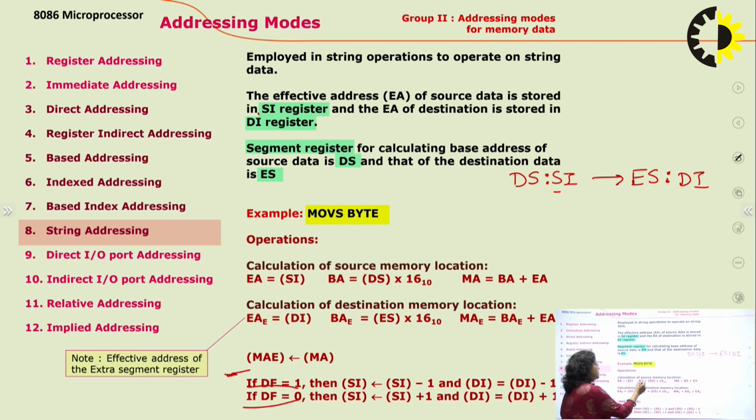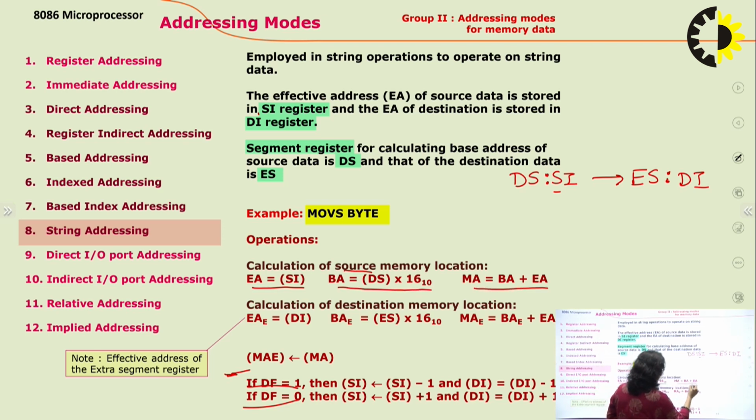So, we can say that for source location, effective address is SI, base address is DS into 10. So, memory address is base plus effective address. For destination, effective address is DI, base address is ES into 10, and the overall physical address is base plus effective address. And this instruction copies the value of source string to destination address. This is the starting location of source and destination.